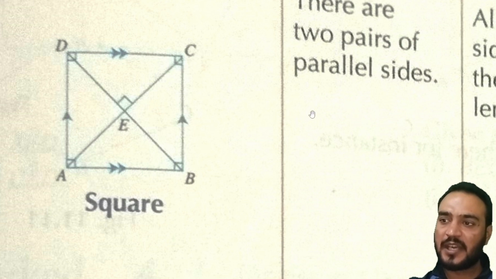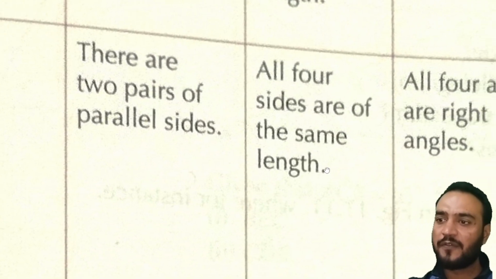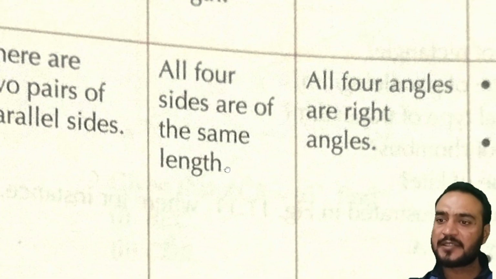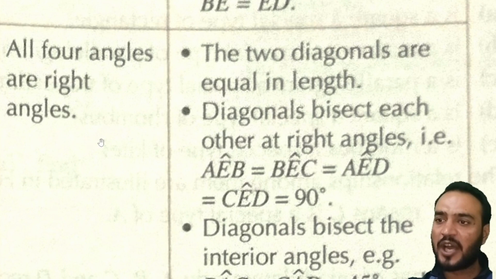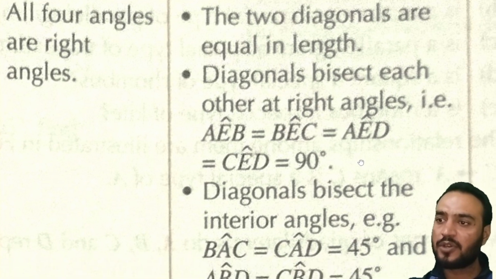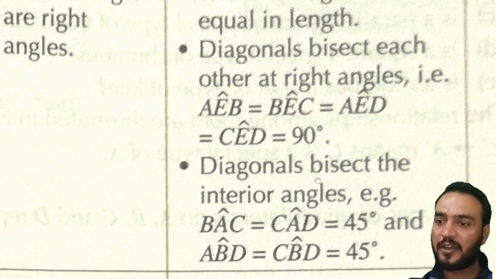So this was the square having two pair of parallel lines. All four sides are the same length. All four angles are the right angles. The two diagonals are equal in length. Diagonals bisect each other at right angles. Okay, two diagonals are equal in length. That is, everything is explained over here.